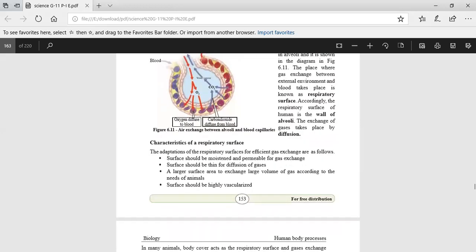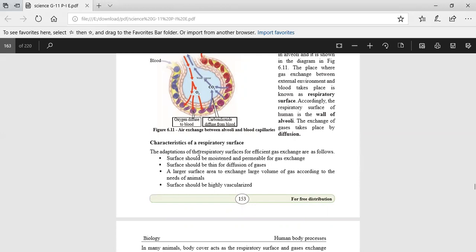Respiratory surface. What is the respiratory surface? It is the wall of the alveoli. This is the wall of the alveoli, a thin layer, one cell layer here. The exchange of gas takes place by diffusion. You know, there are several methods to exchange material from one to another. Here, one method is diffusion.